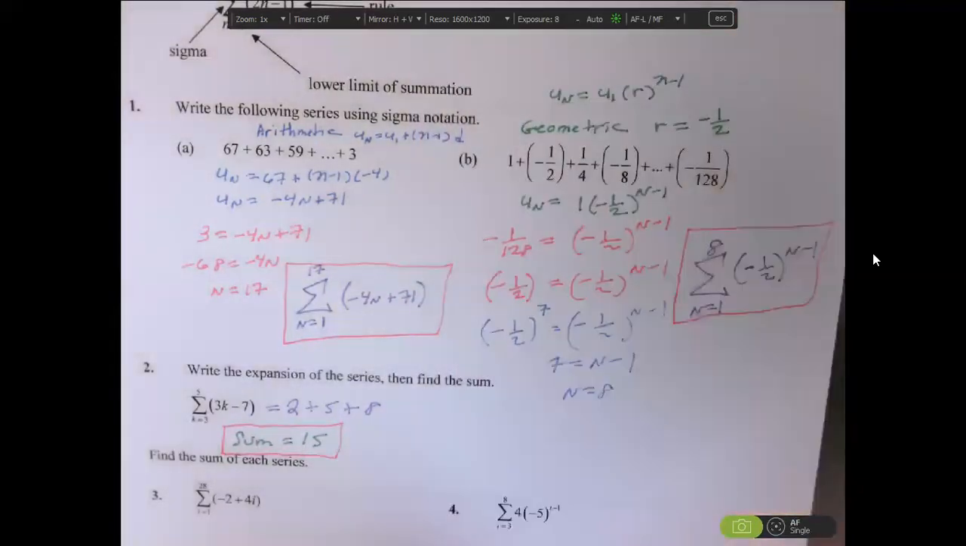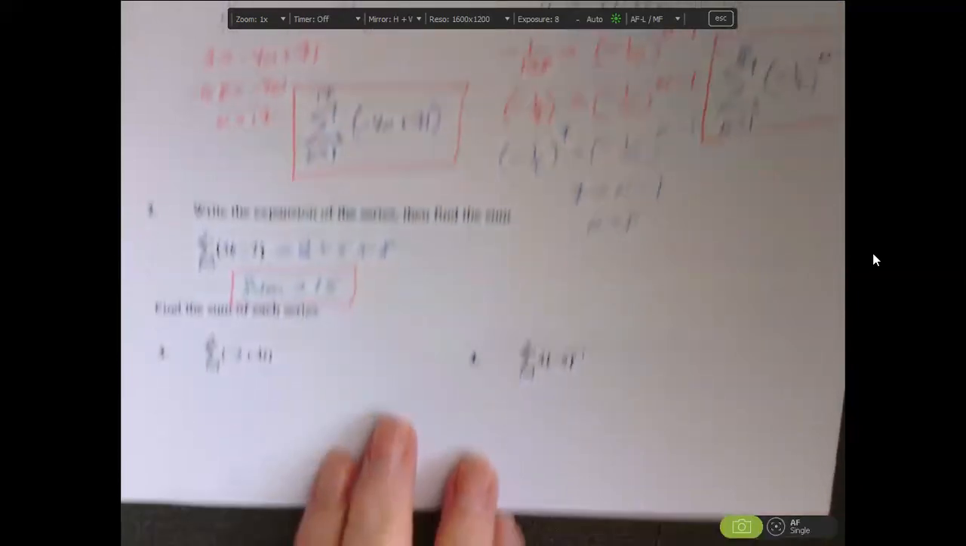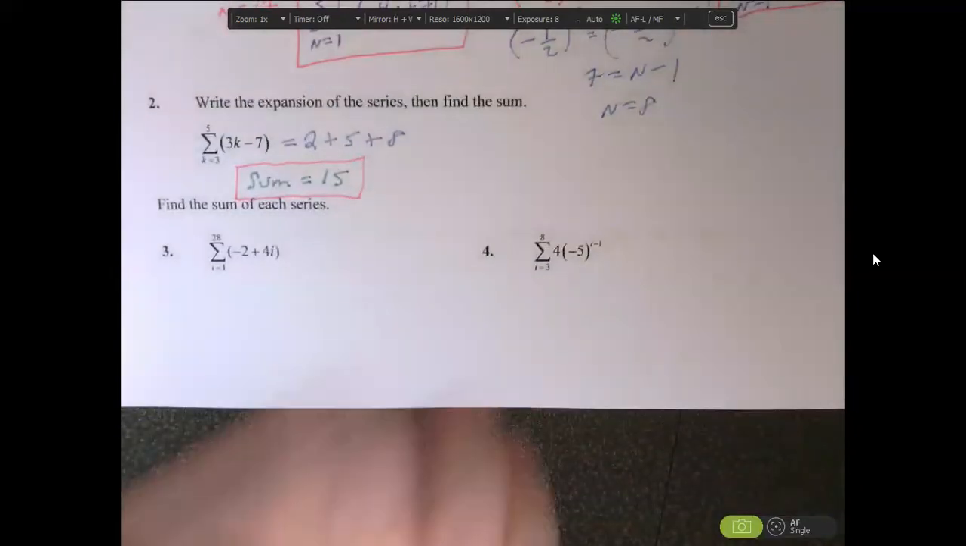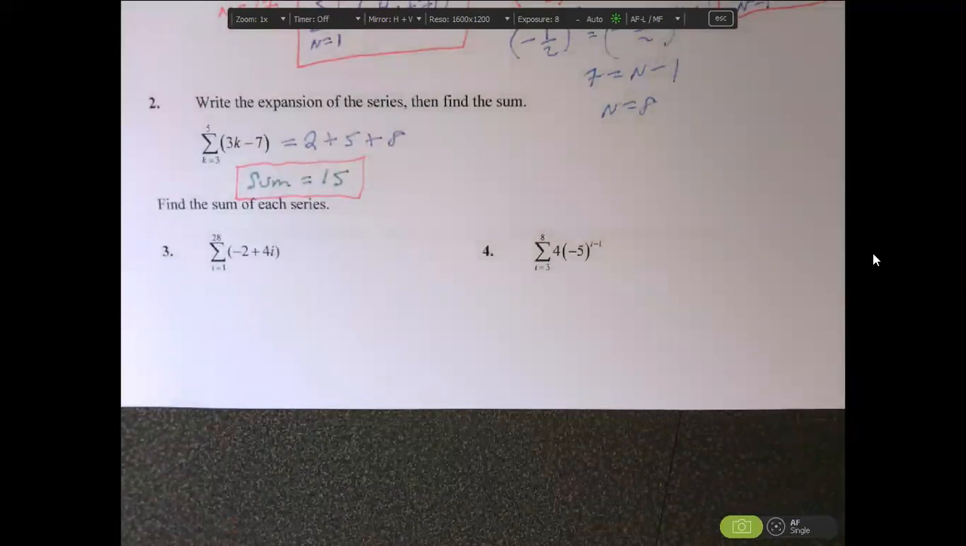Let me move my paper a little bit so you can see that better, and I have a little more room to write. All right, so find the sum of each series. Let's back up a second. I want you to think about the formula for the sum of the series. If we go with arithmetic, let's go to the IB formula.